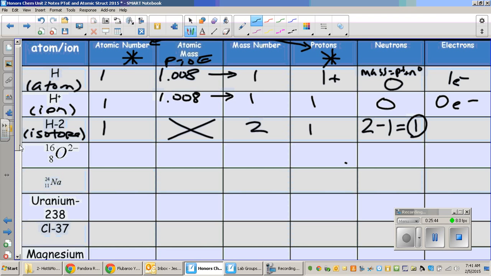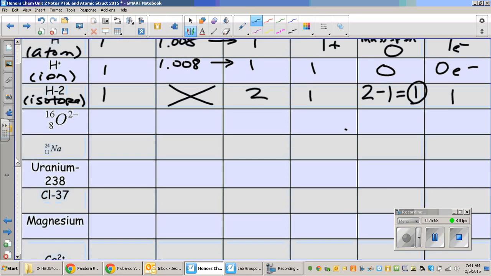How many electrons? 1, because it's a neutral atom. So your protons must equal your electrons. So protons of 1 equal your electrons of 1. All right, let's keep going.